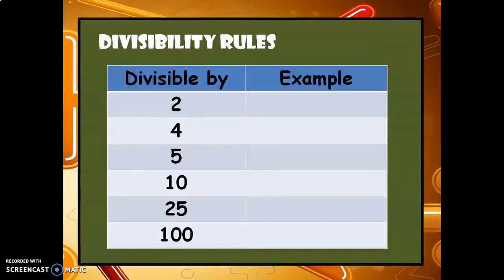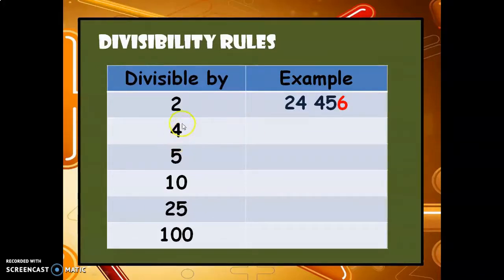Divisibility rules. When you say divisible by, it means dividing a number without any remainder. Now the question is, how would you know if a number is divisible by 2? You just look at the last digit. If the last digit is 0, 2, 4, 6, or 8, the number is divisible by 2. Let's have an example. The number 24,456 is divisible by 2 because the last digit is 6. Always remember, if the last digit is 0, 2, 4, 6, or 8, that number is divisible by 2.